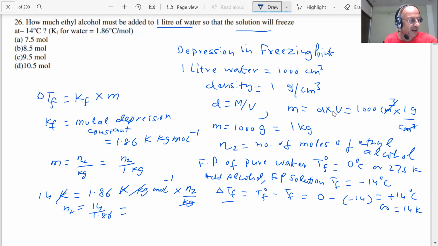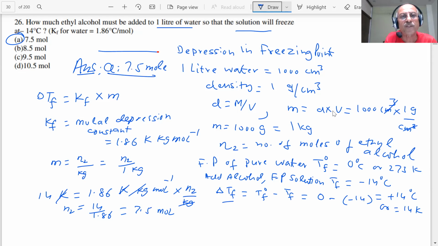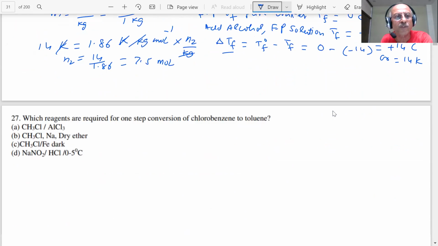So what will be the answer for this? Calculate 14 by around 2, less than 2. So it comes to around 7.5 mole. So which is the correct answer? A is the correct answer. Answer A, 7.5 mole. This is our answer for question number 26. All right, let's go to the next question.